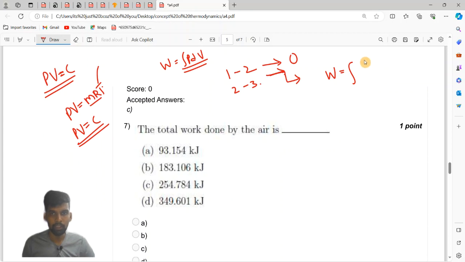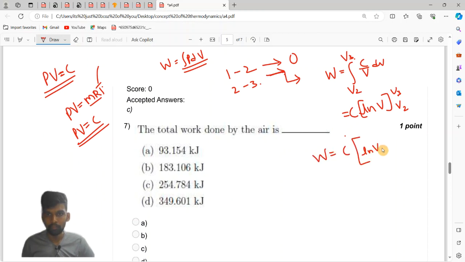When PV is equal to constant, we can plug it in here. That is, P we can write as C by V times dV. After integrating, suppose the limits of integration are from V1 to V, or put the limits from 2 to 3. So V2 to V3 expansion is taking place. C will come out as it is constant, and the integration of 1 by V is ln V, from V2 to V3. So W will be equal to C times ln V3 minus ln V2.